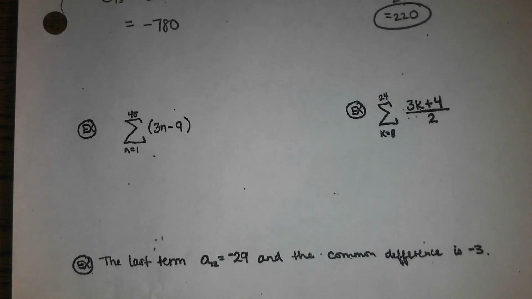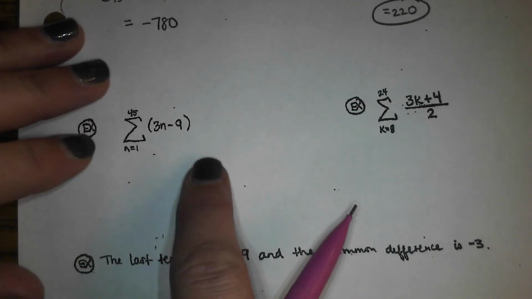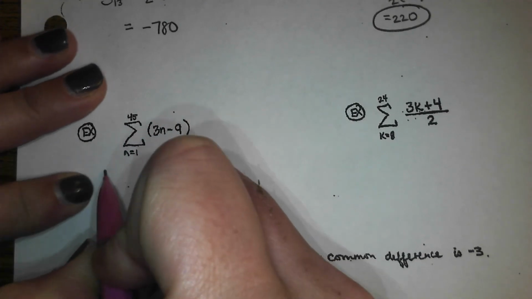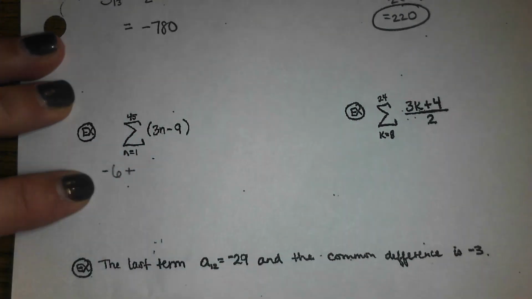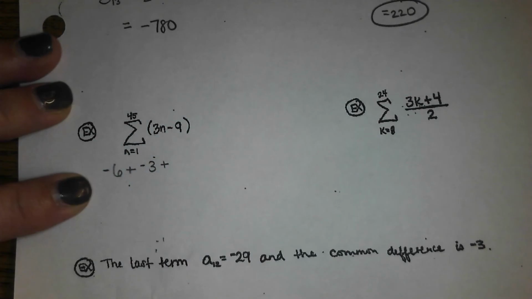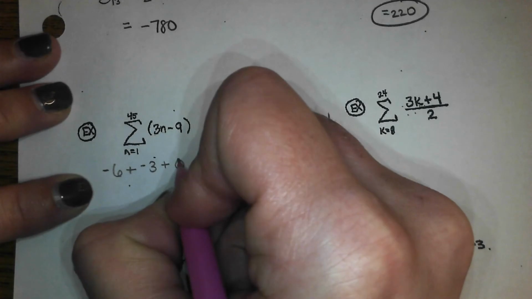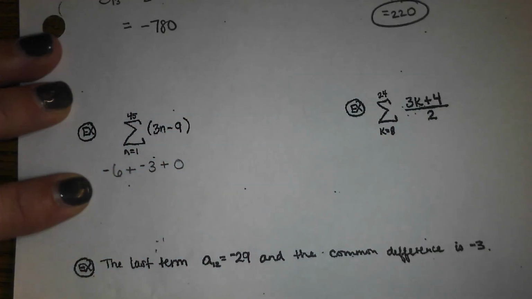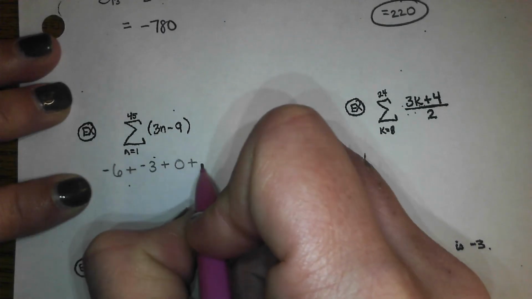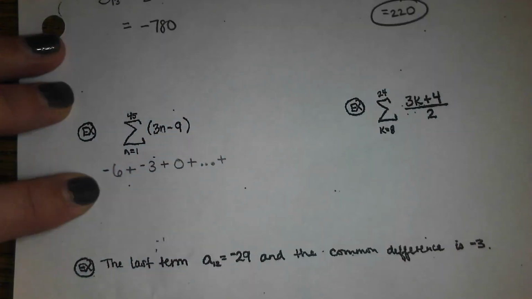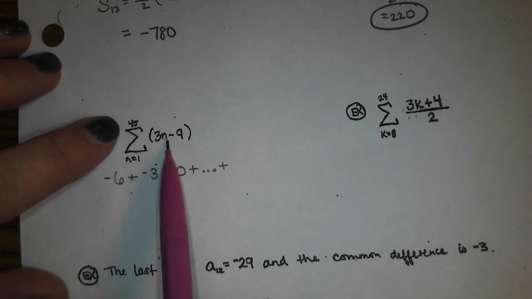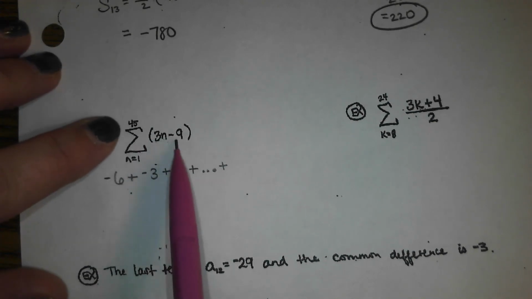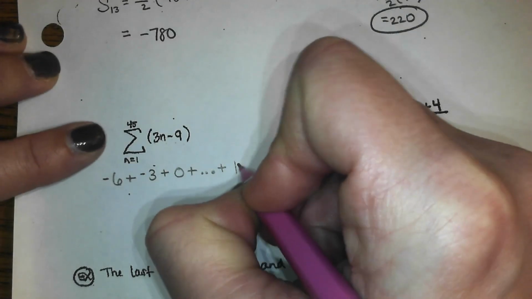So what I will tell you to do is plug in the first couple. If I plug in a 1, what will I get? 3 times 1 minus 9, negative 6. If I plug in a 2, what will I get? If I plug in a 3, what will I get? Do you see a pattern yet? Okay. Put your dot, dot, dot there, and do me a favor and always at least plug in the last term as well. 3 times 45 is 135. Minus 9 puts you at 126.